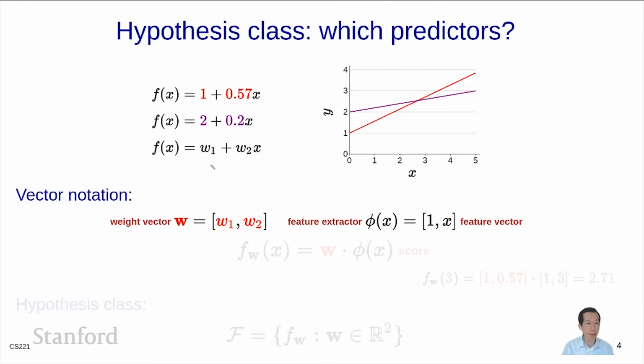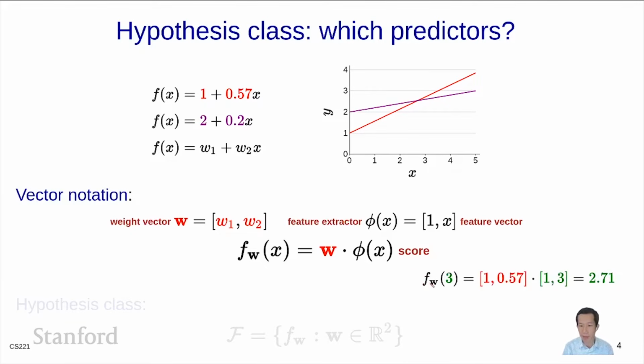So now we can simply rewrite this equation up here in vector notation. We're going to write f sub w to denote that this predictor depends on the weights. The prediction at a particular input x is equal to w dot phi of x. And this w dot phi of x, which we'll see over and over again, is called the score.